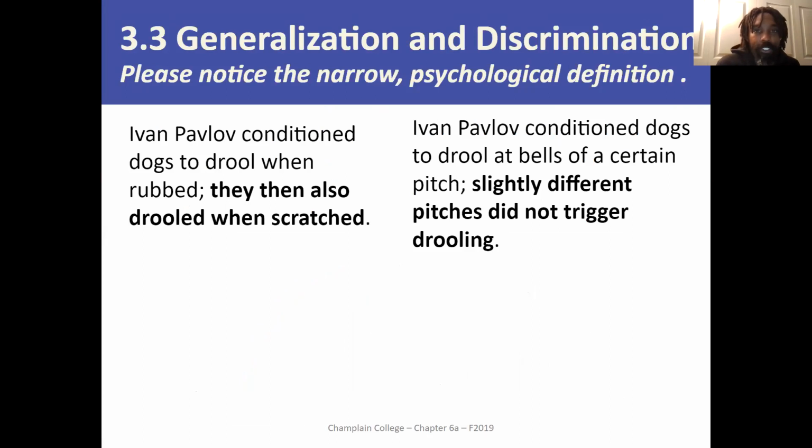Okay, so generalization and discrimination. Please notice the narrow psychological definition. Ivan Pavlov conditioned dogs to drool when rubbed. They then also drooled when scratched. And then in this situation here, Ivan Pavlov conditioned dogs to drool at bells of a certain pitch. Slightly different pitches do not trigger the drooling.